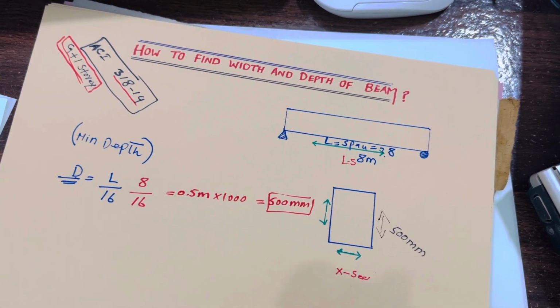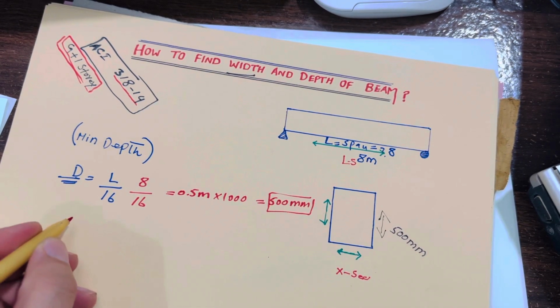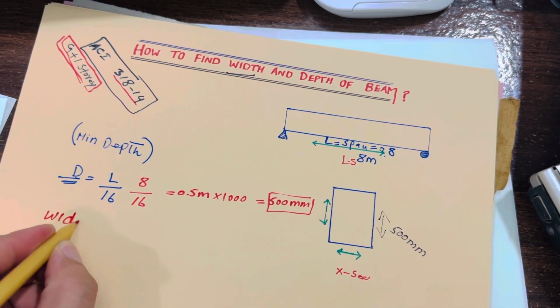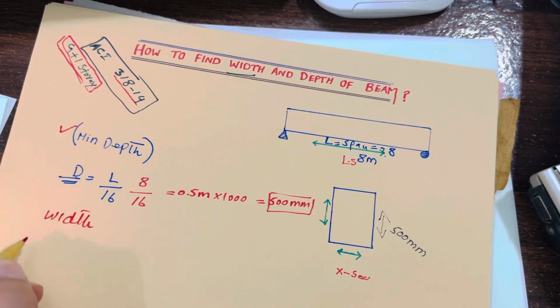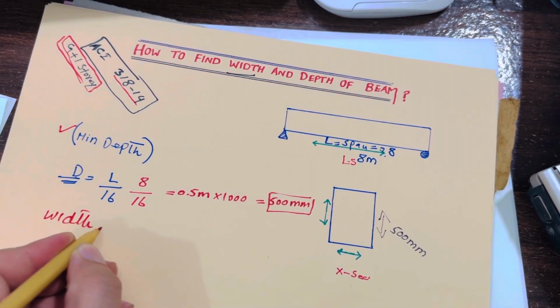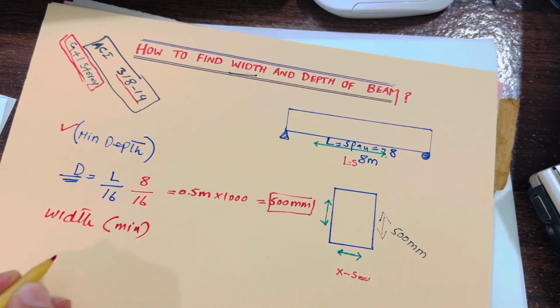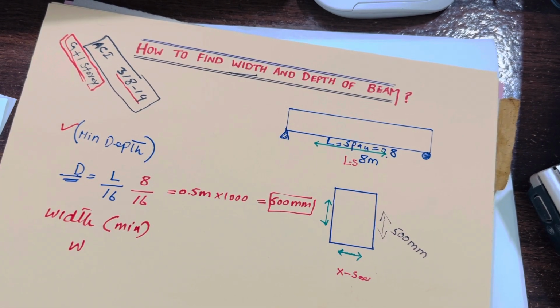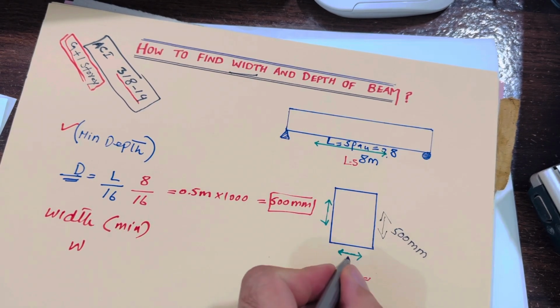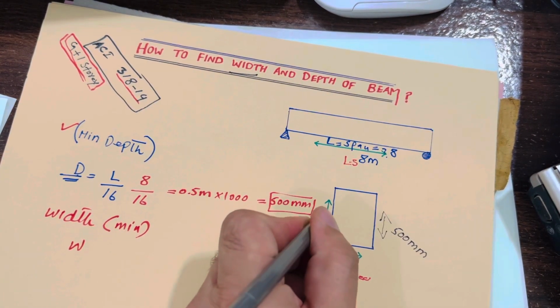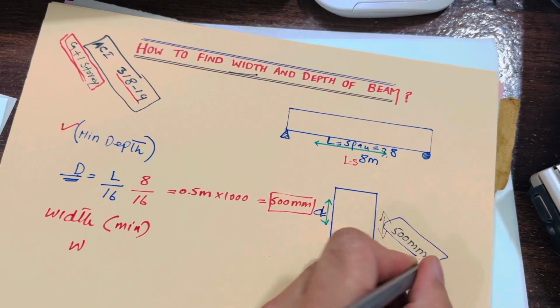Now how can you find the width of the beam? The width of the beam you can find by a formula, so let me write it here. Before this I did the depth, and now this is the width of the beam. So the minimum width of the beam is W. Say this is W, the width of the beam, and this was D. So the D is 500 millimeters.